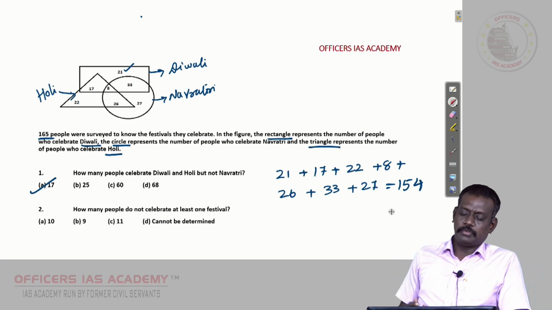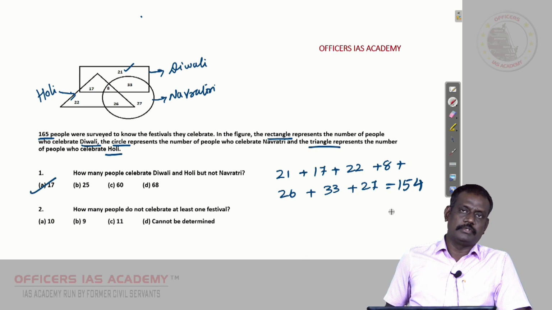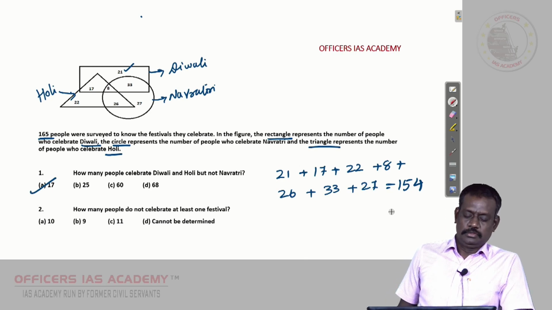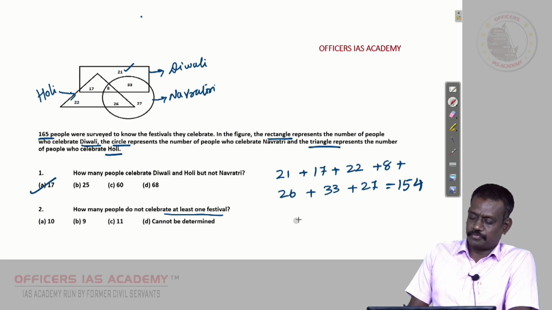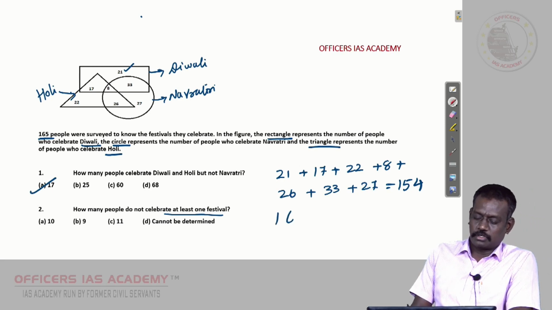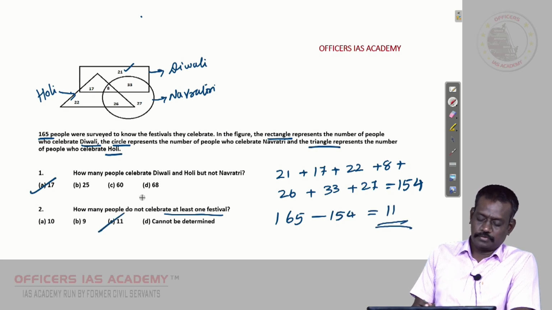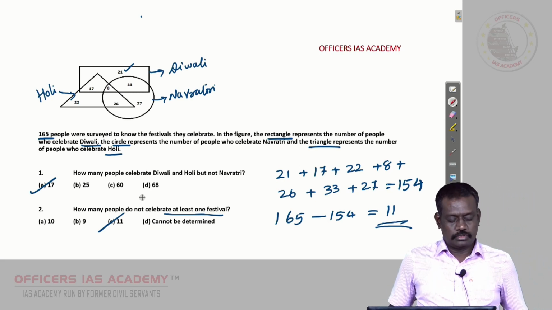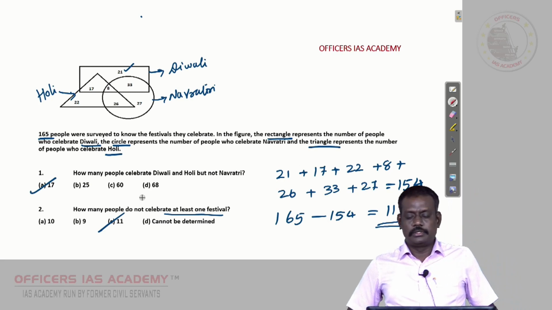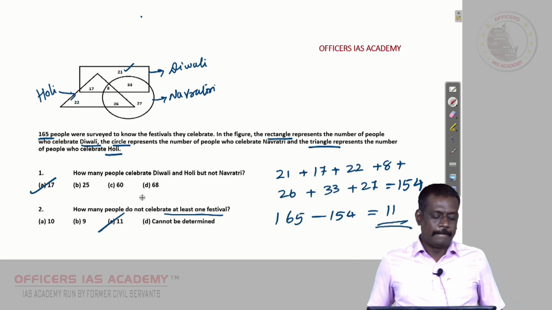This 154 people will celebrate at least one festival, isn't it? So now the question asked is, how many people do not celebrate at least one festival? So out of 165, 154 are celebrating. So the remaining 11 people will not celebrate any of the festivals. So the answer is C. Okay, good Tejaswini, very good mom. Understood children? Okay, good.